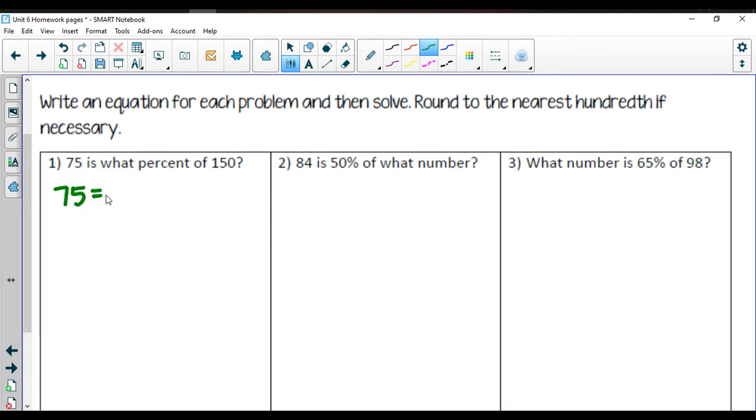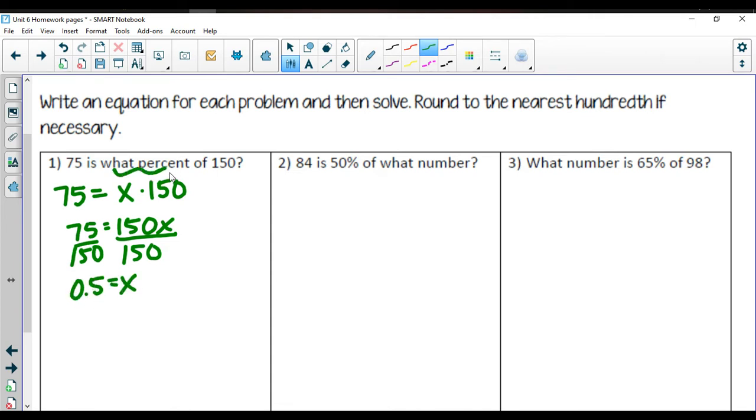75 is what percent of 150? I should really rewrite this as 75 equals 150x. Dividing through by 150 on both sides, I get 0.5 equals x. The question said what percent, so this is actually one of those examples where I have to move my decimal point over, and my final answer here is actually 50%.